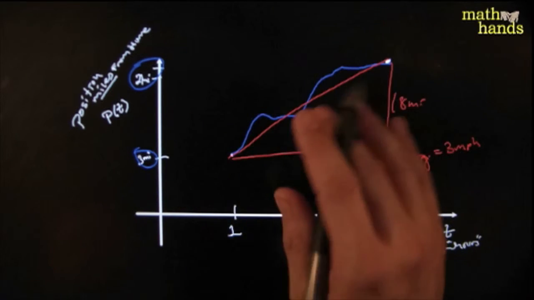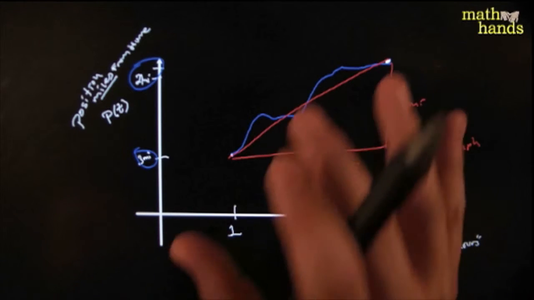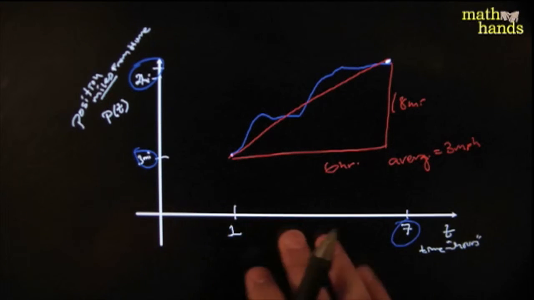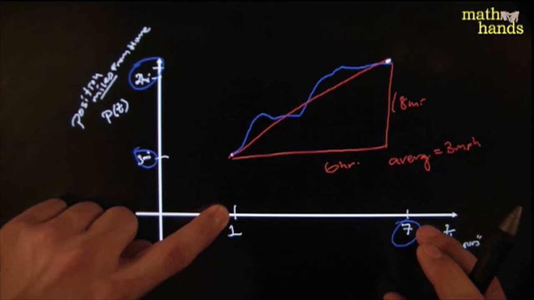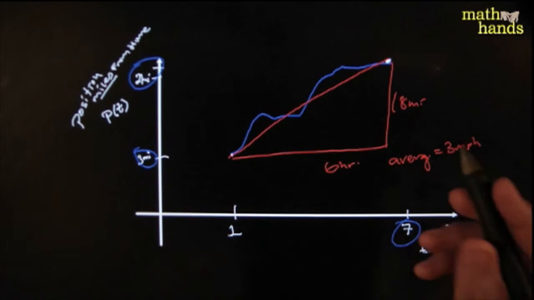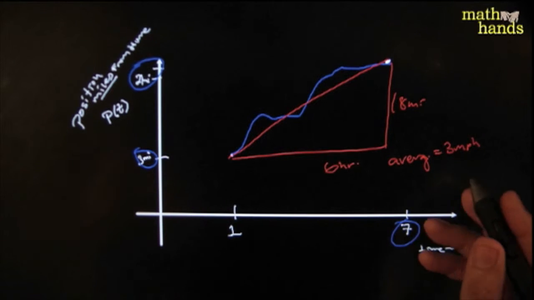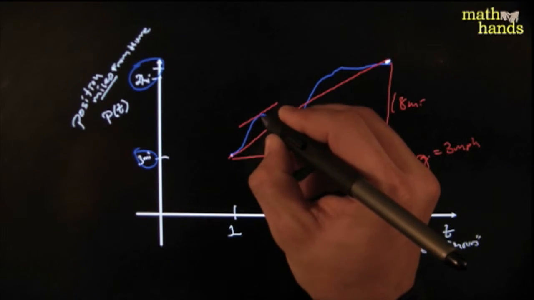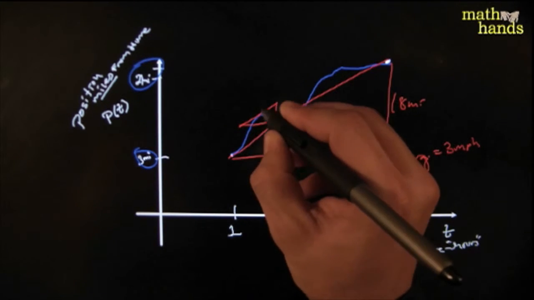You were walking at about 3 miles per hour on average. And the mean value theorem says, even though I don't know what happened in the middle, I know something about it. At one point or another, between the 1 and the 7 hour marks, you were walking at exactly, if you had a speedometer, exactly the same rate, 3 miles per hour.